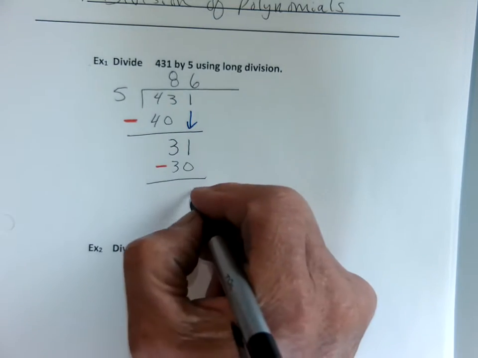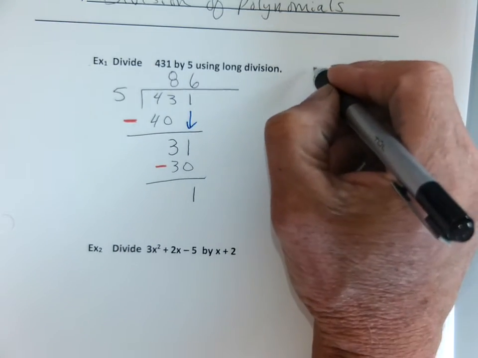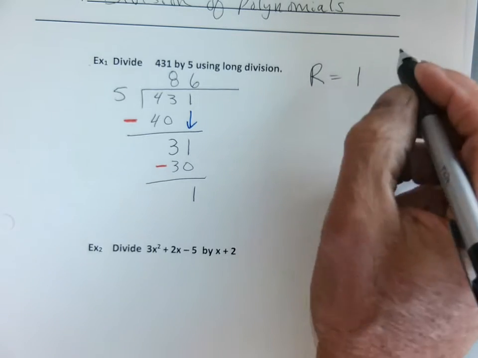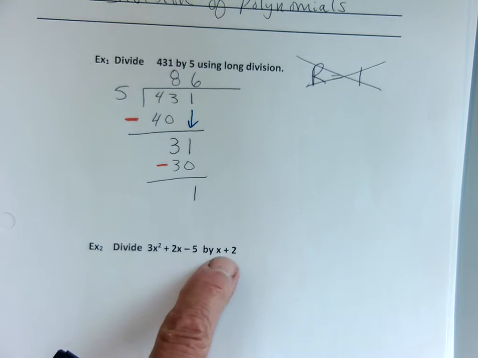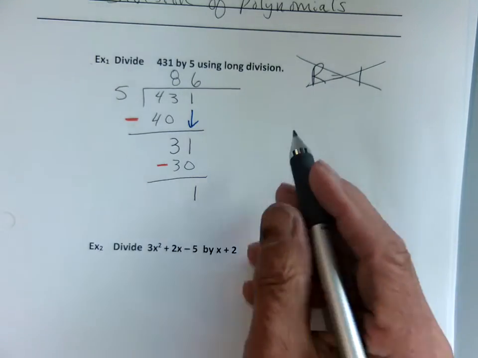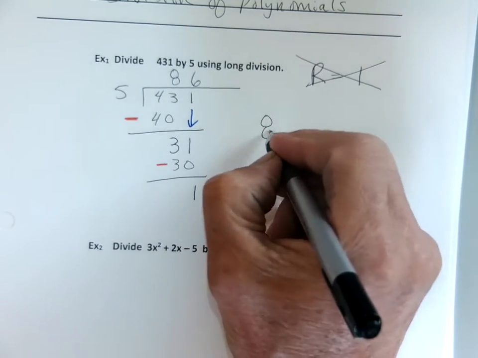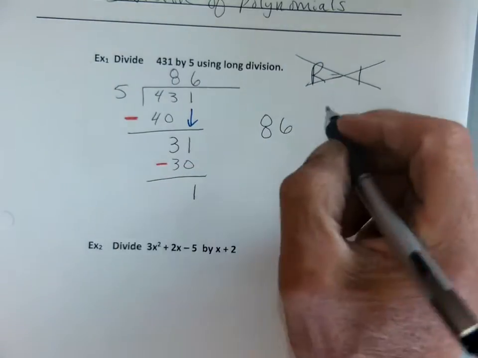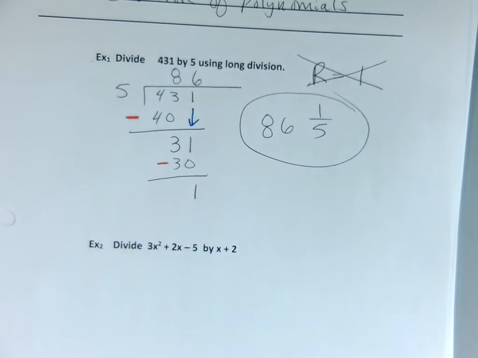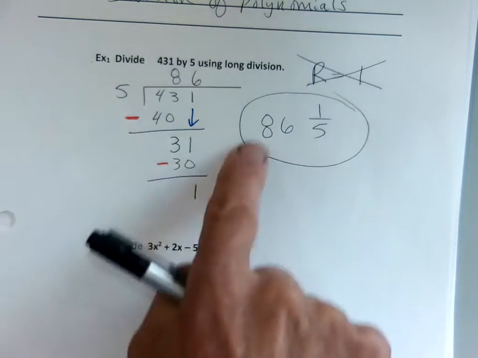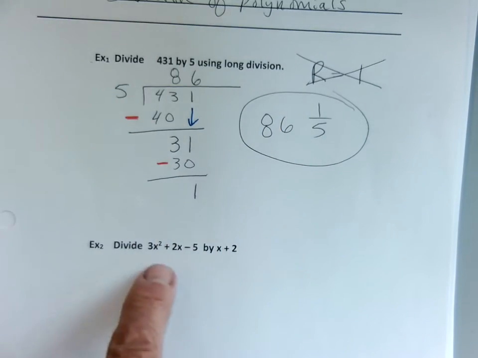Now, what we aren't going to do is go remainder 1. We could add a 0 and keep dividing, but we're not going to be able to do that here. So what we're going to do instead is have it as a fraction. So my answer is 86 and 1/5, okay? Which would also be the same thing as 86.2. That's what you guys got, right? Now, the exact same process we did here, we also do with polynomials.